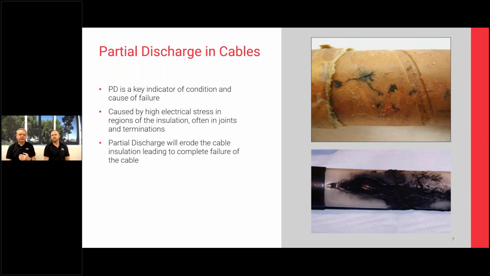We tend not to get long-term PD there, whereas in paper cables, you will get discharge occurring in the bulk of the cable as well as the terminations. So for XLPE cables, it's typically the joints that we're monitoring and looking for problems. Whatever happens, once you've got partial discharge, it will start eroding the insulation and eventually lead to complete failure.